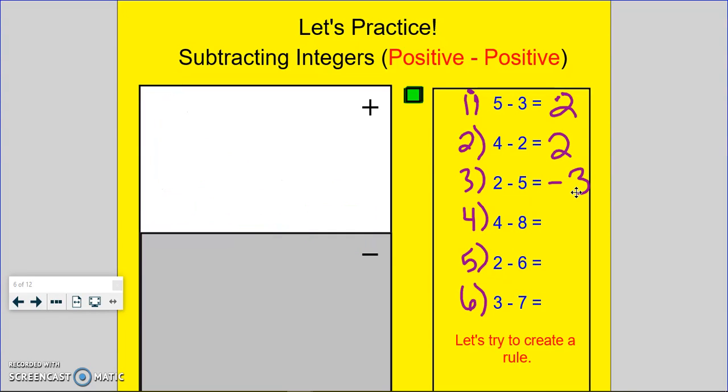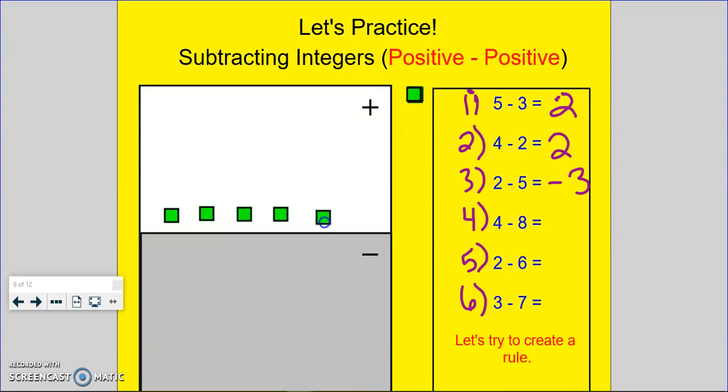Number 4 is set up the same way. I have more that I'm trying to take away than what I originally have. So I start with a positive 4, so 4 cubes on the positive side of my mat. And then I want to take away 8. That's taking away a positive 8. So I do not have 8 that I can take away. So I'm going to have to add 0 pairs until I have 8 positives.